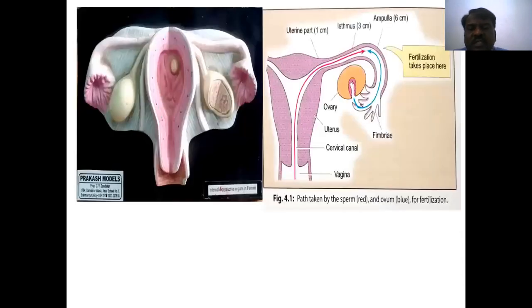Next is what happens after this, the fertilization. See where fertilization takes place. First of all, you should know the parts of the uterus. See here, in the model on the left side, the uterus. First there is the fundus, the body of the uterus, and the cervix. The fallopian tube has the intramural part, isthmus, ampulla, and the fimbriated part. Next, at the side, the ovary is also there.